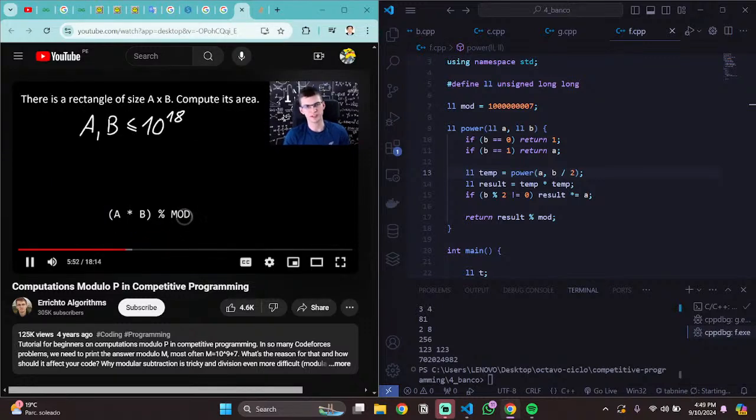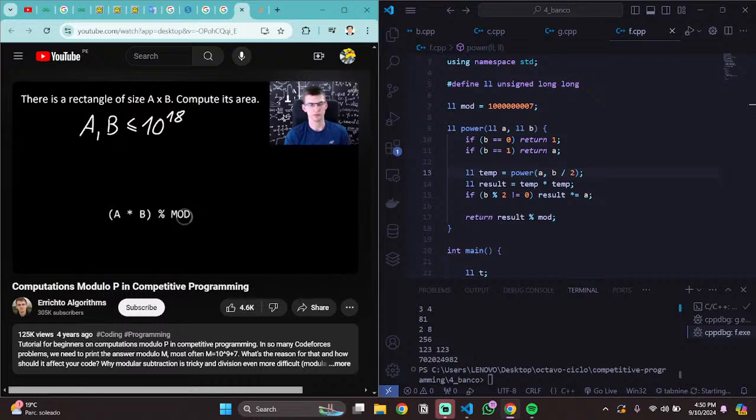If you know C++ and understand what happened so far, you should be able to say what is wrong with this code. Let's say the problem is there is a rectangle of size a by b, we need to compute its area, and a and b are huge, up to 10 to 18. So the product is up to 10 to 36.